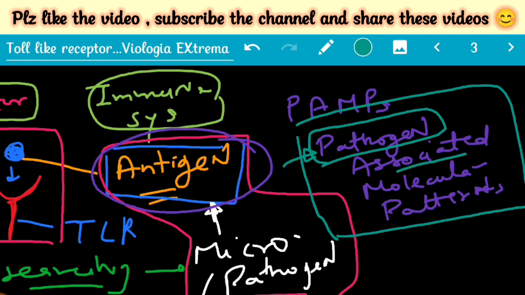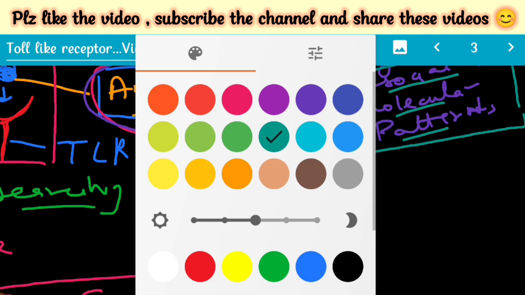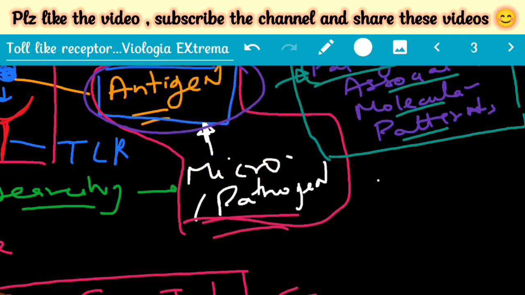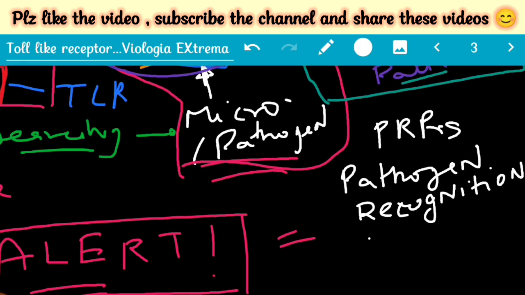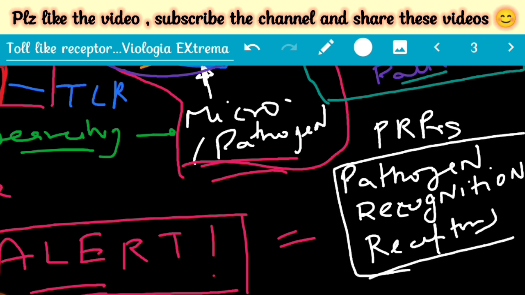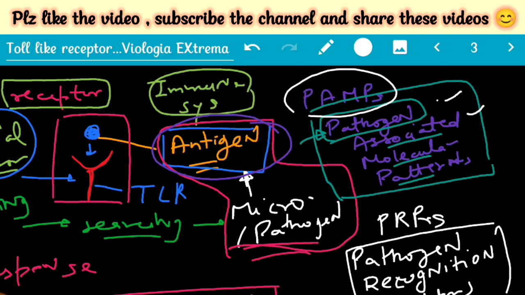So these are pathogen associated molecular patterns, PAMPs. And these receptors, these toll-like receptors which act like microbial sensors, we call them PRRs. What do we mean by PRRs? Pathogen recognition receptors. These pathogen recognition receptors sense the environment for the PAMPs, pathogen associated molecular patterns.